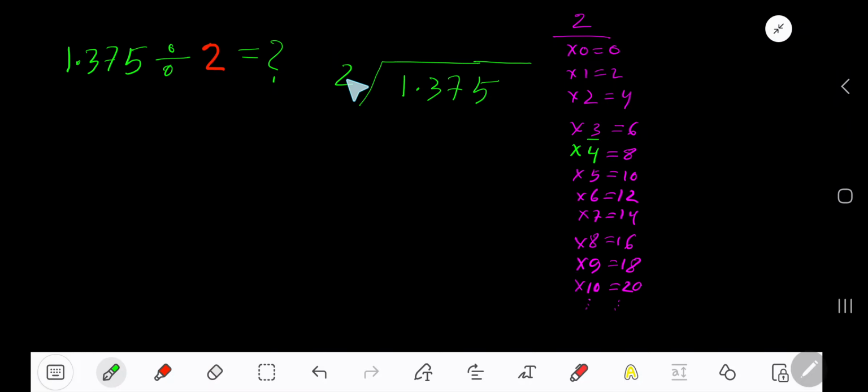1.375 divided by 2. Here 2 is the divisor, so we need the multiplication table of 2. 2 times 0 is 0, 2 times 1 is 2, 2 times 2 is 4, 2 times 3 is 6. To find the multiplication table of 2 easily, just add 2 to the previous step.